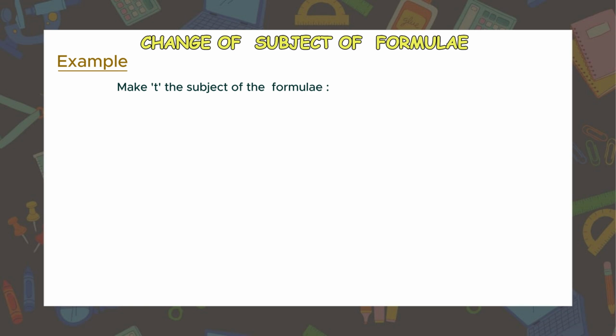Now in this example, make T the subject of the formula. So let's make this a subject of formula. A equals the square root of 1 over n, divided by 1 over t minus 1 over v. It has a square root, and we have to make t the subject of the formula.